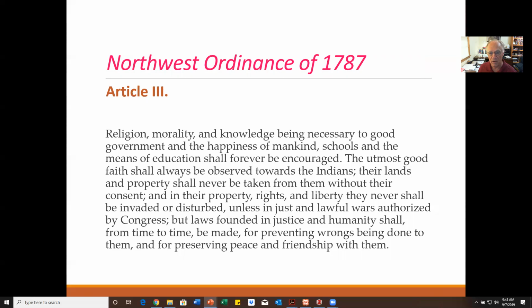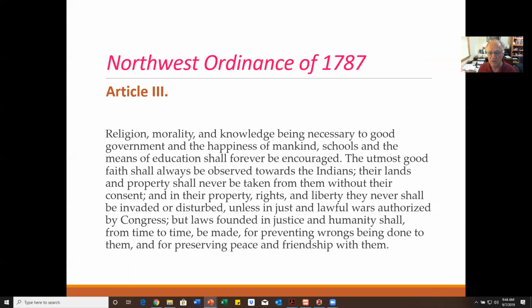So that's what they called the people who inhabited the territories. Their lands and property shall never be taken from them without their consent. I'm not sure they followed through on that. And in their property rights and liberty, they never shall be invaded or disturbed unless in just and lawful war authorized by Congress. But I'm not an expert, by the way, on the Indian Wars, and it may be that when the federal government or state governments went to war with the Indians, they actually did get decrees authorizing it by Congress, so they obeyed the law here. I've never studied that. Maybe I should.